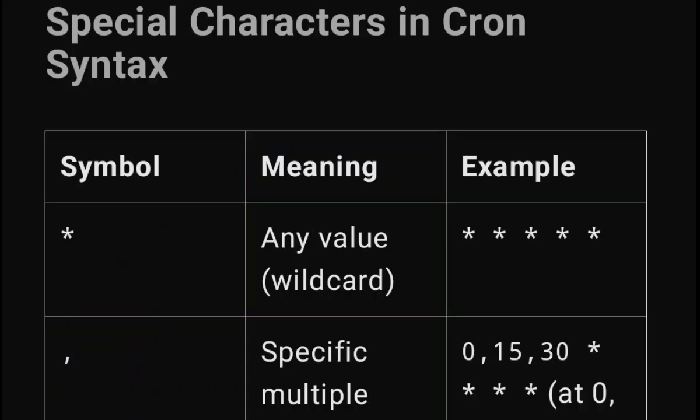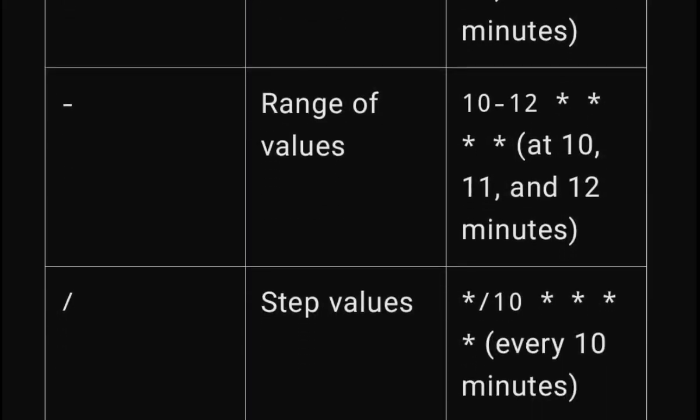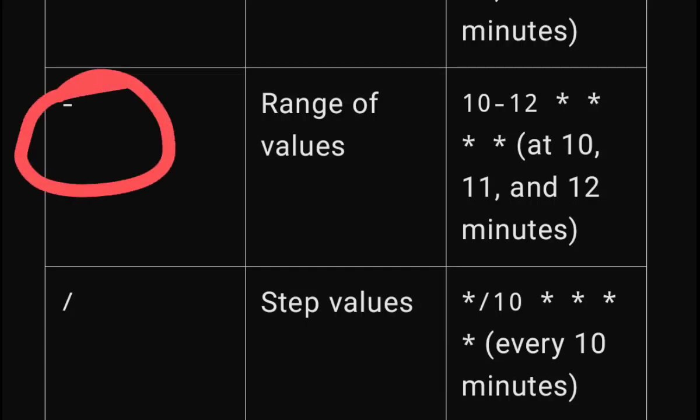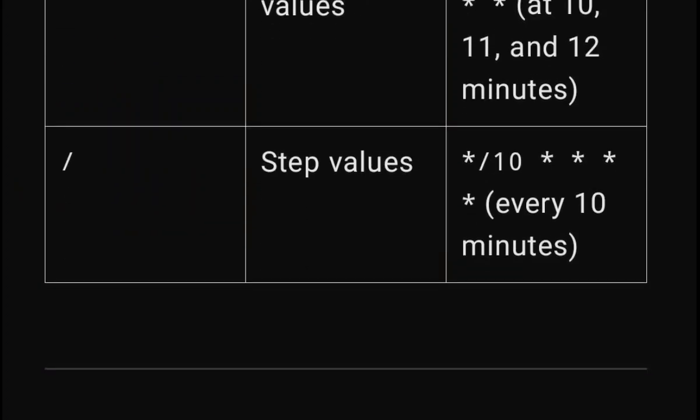Okay. Likewise, these are the ranges, like this hyphen indicates the range, 10 to 12, that is the range. And a slash indicates step values. In the sense, let's say for every 10 minutes in an hour, you need to make sure that particular cron job is triggered. In that case, we are going to use this particular slash.